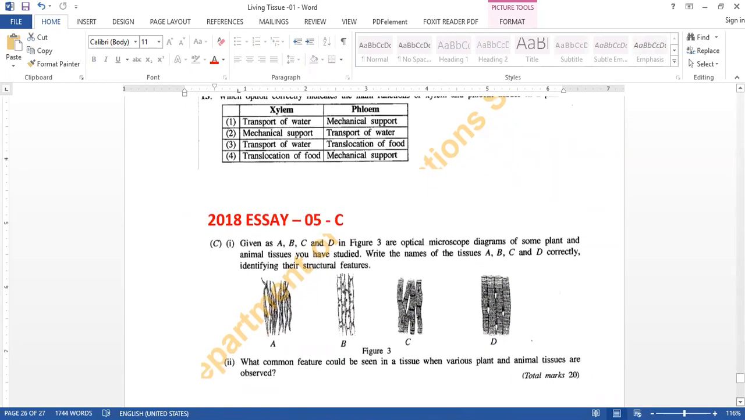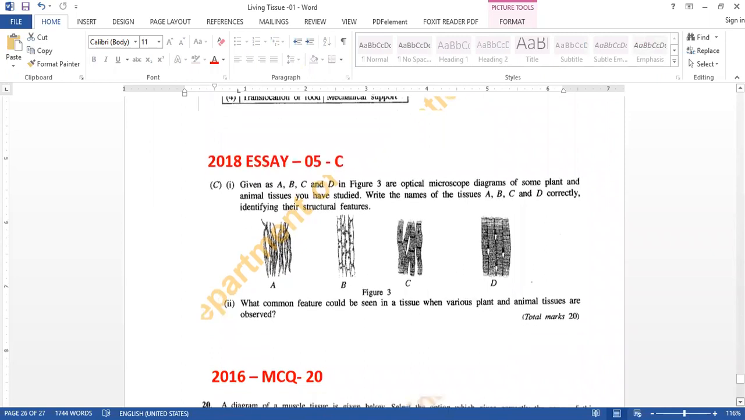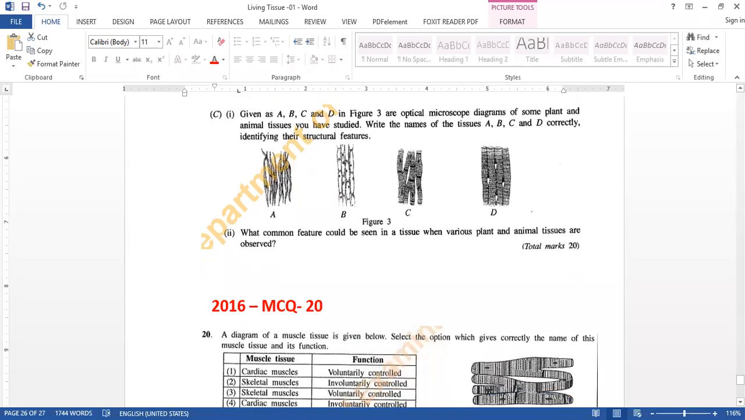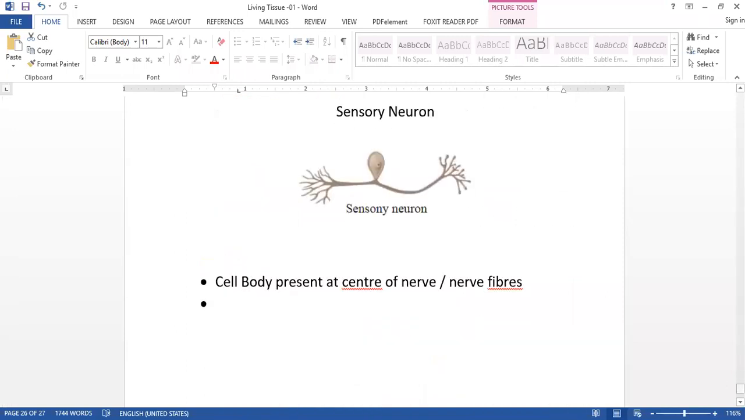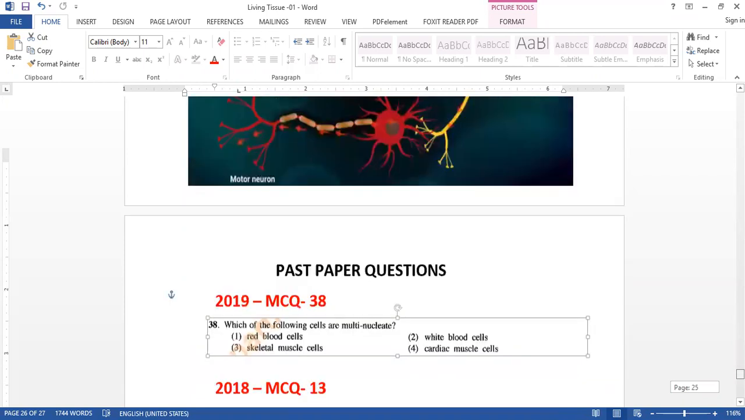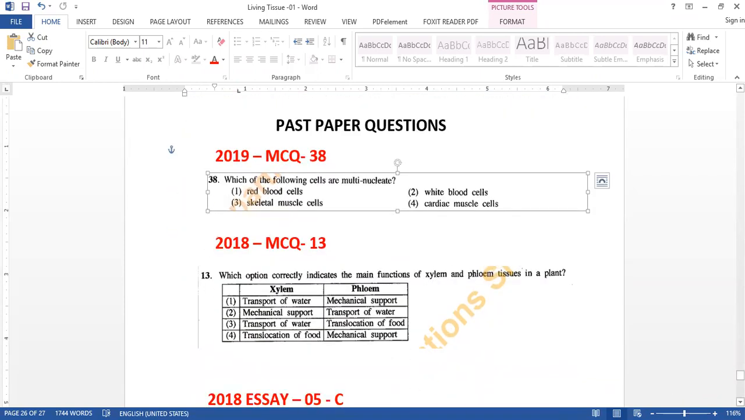And this would be here. If you look at this one, 2016 MCQ 20th question. Usually, if you look at the pictures, you can find lots of questions based on this one. So let's look at some of the questions which are related to this one.